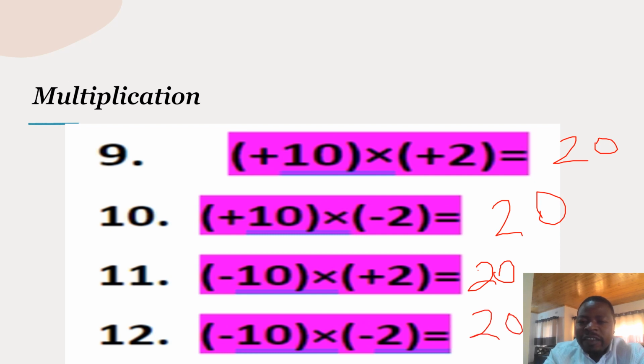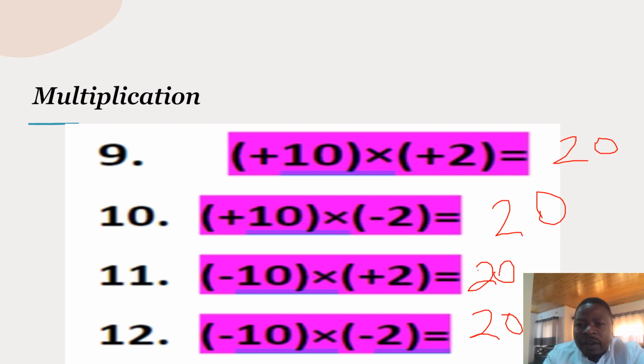But what changes is the sign, and this is the explanation. Whenever you multiply two numbers with similar signs, the answer is going to be positive. It doesn't matter whether the similar signs are positive or negative. The answer is going to be positive for as long as you have multiplied numbers with similar signs. But whenever the signs are different on the two numbers you multiply, you make sure that your answer is negative.